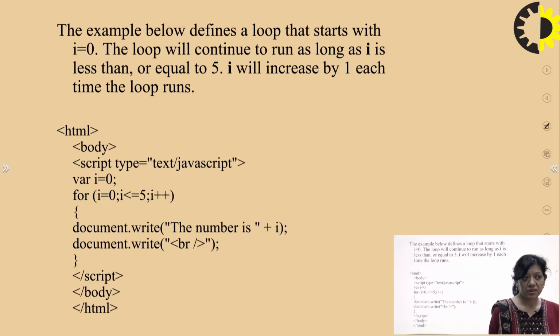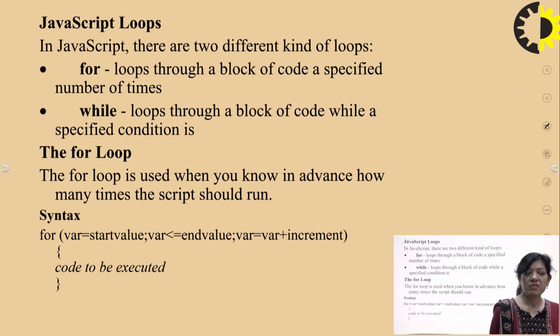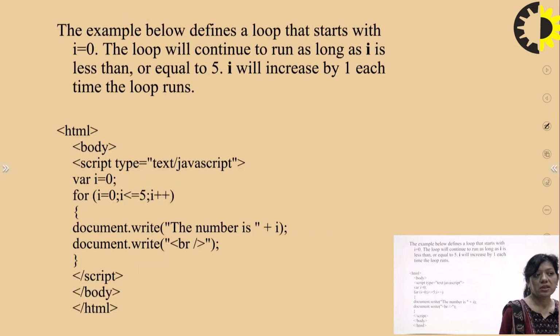That's why we can say that a for loop is used when we know in advance how many times the script should run. In this example we know in advance that our script will run until the value reaches 5. So this is all about the for loop.